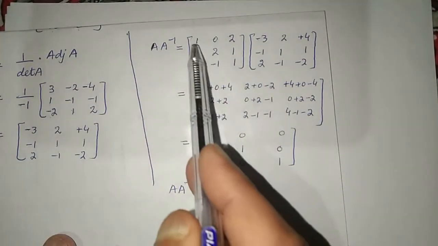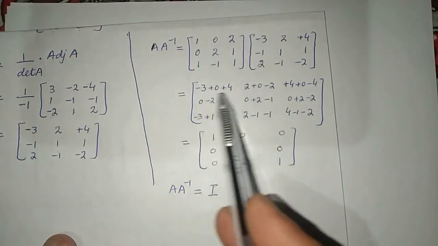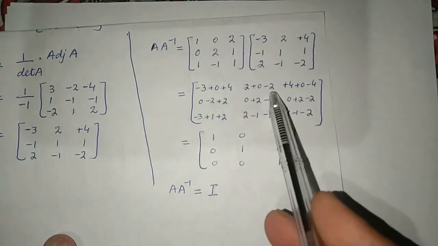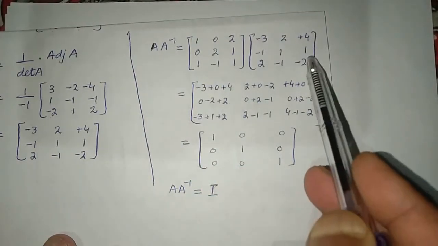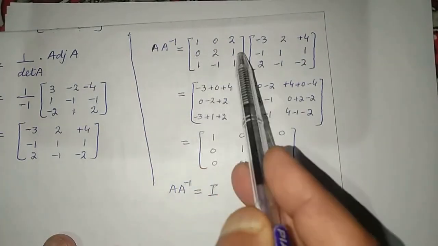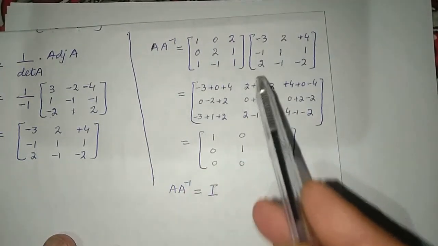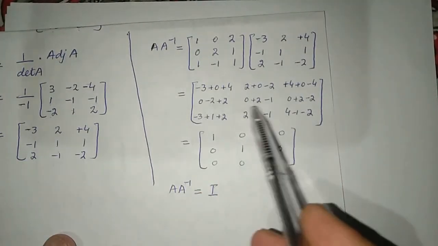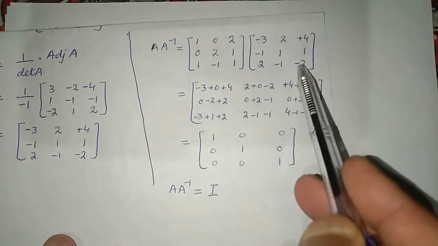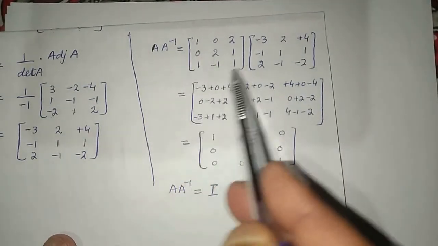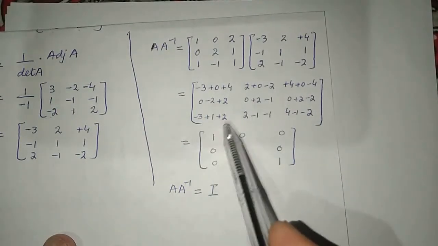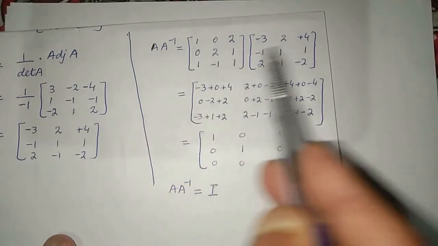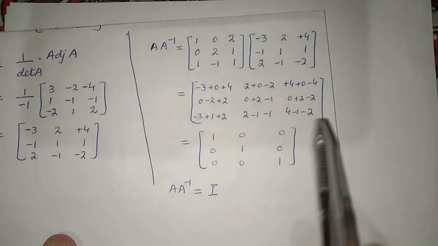When we multiply the first row with the first column, we are getting this thing. First row with the second column, we are getting this thing. First row with the third column, we are getting this thing. Now second row with the first column, getting this thing. Second row with the second column, getting this. Second row with the third column, we are getting this. Now third row with the first column, getting this. Third row with the second column, getting this, and third row with the third column, getting this thing.